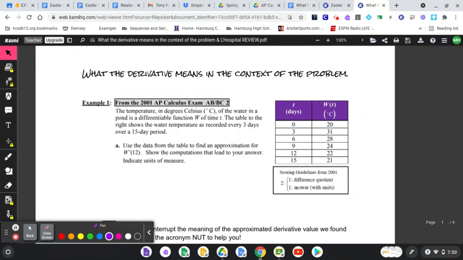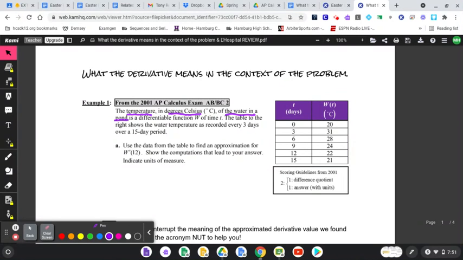All right, so the temperature in degrees Celsius. So things I'm going to highlight. We're talking about the temperature. Our units are degrees Celsius. Of the water in a pond is differentiable. The table at the right shows the temperature recorded every 3 days over a 15-day period. So use the data from the table to approximate W prime of 12. Show the computations that lead to your answer and indicate units of measure.